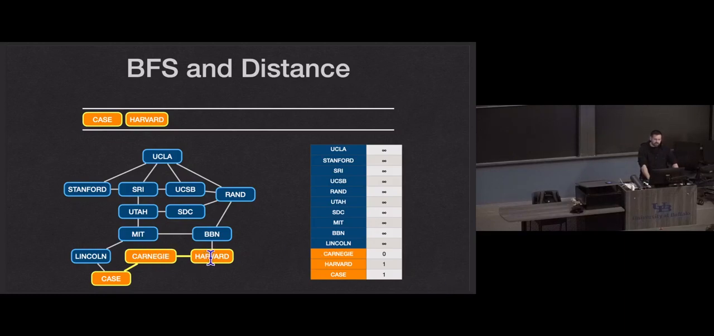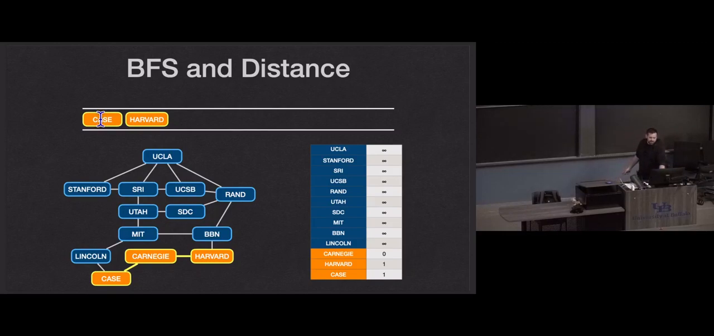So Carnegie also discovers Harvard. Harvard was not explored yet, so we're going to mark it as explored, enqueue it, and set its distance equal to the distance of the node that discovered it, which is zero in this case, plus one. And we go back to our queue. So we dequeued Carnegie, we processed all of its neighbors, and now we're ready to go back to the queue, which is back at the beginning of our loop.